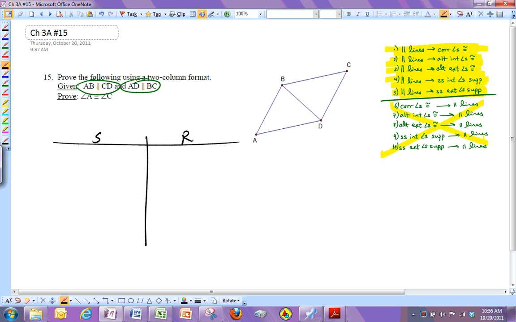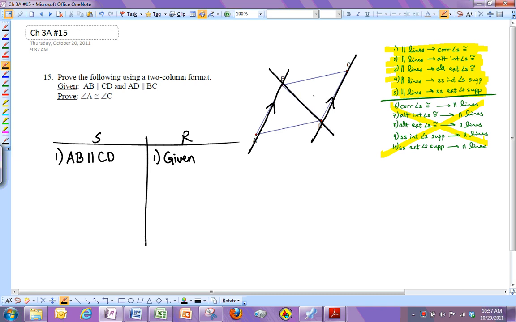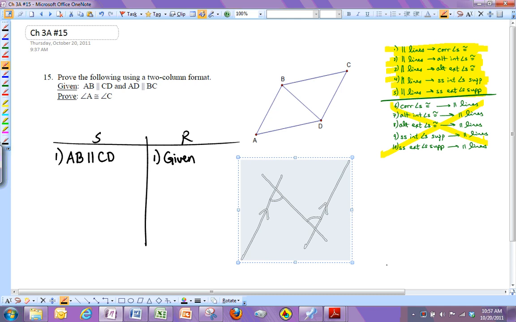Statements, reasons. Okay, so first let's start with just one of the givens. Let's start with AB parallel to CD, given. So this one here and this one here are parallel. Parallel lines give me all of these things right here. So I'm going to emphasize this one transversal right here. The angles inside this shape that I can use are this one right here and this one right here. And if I move this off to the side, those are alternate interior angles.